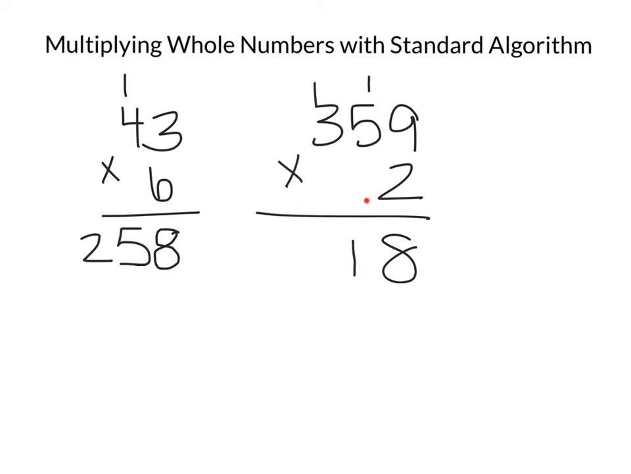So I drop the 1, carry the 1. Then I multiply 3 times 2 to get 6. Add 1 to get 7. 718 is my final answer.